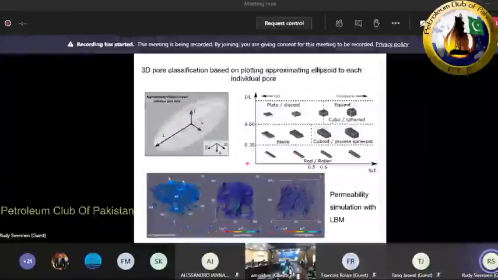And based on these reconstructions, you can calculate the permeability by lattice-Boltzmann simulations. Experience shows that these simulations are in quite good accordance with the real permeability that has been measured in these samples.